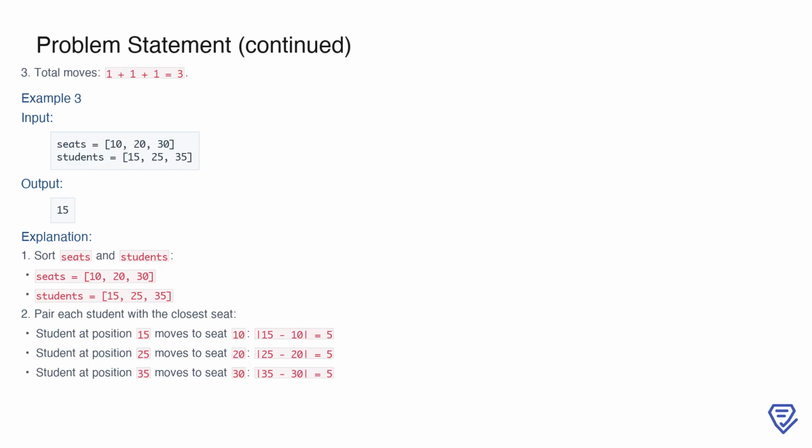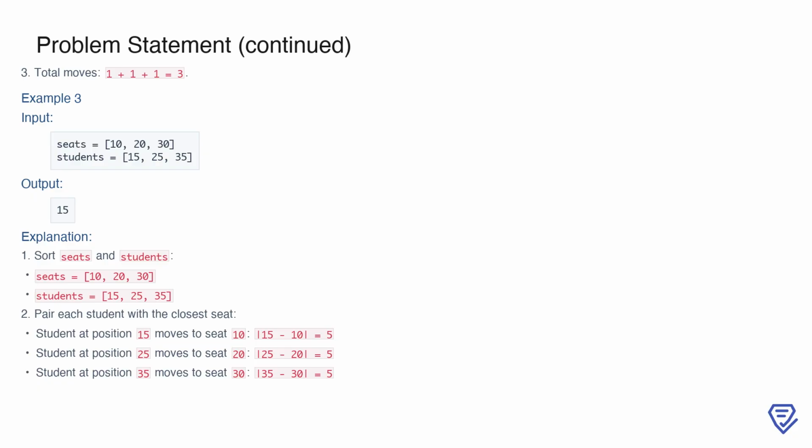Now let's examine a third example. Here, the seats array is [10, 20, 30], and the students array is [15, 25, 35]. After sorting both arrays, seats becomes [10, 20, 30], and students becomes [15, 25, 35]. We pair each student with the nearest seat, starting with the student at position 15, who moves to seat 10. The distance is |15 - 10| equals 5.